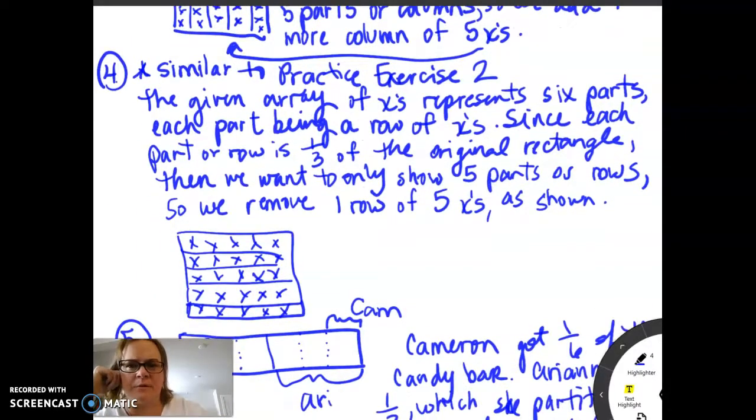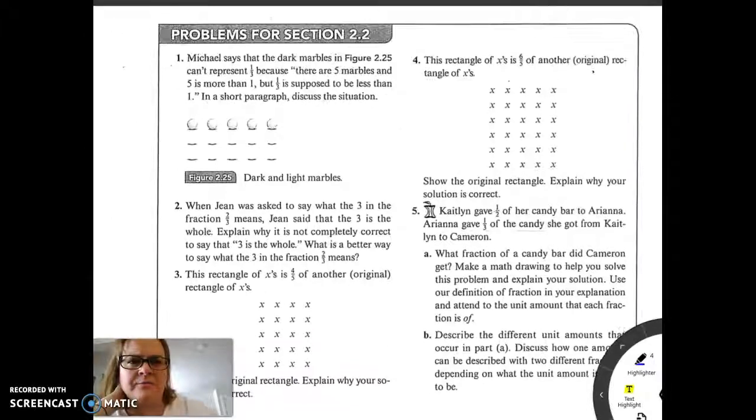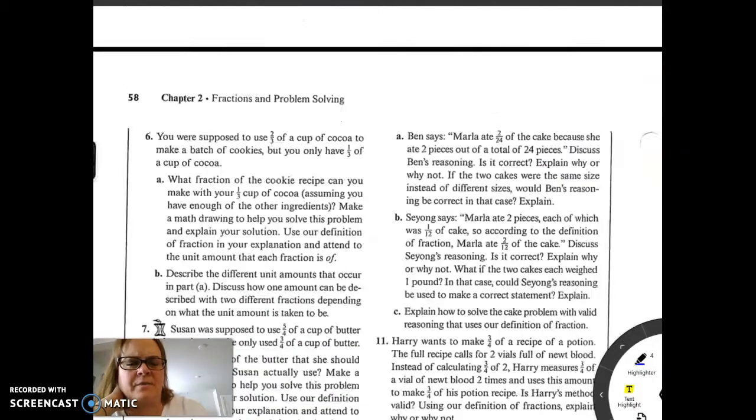Number 4 is fairly similar. They give you an array of x's. Here, let's go back to number 4 and read it. In number 4, again, we start with this array. This rectangle of x's is 6/5 of the original, and we had to figure out what the original was.